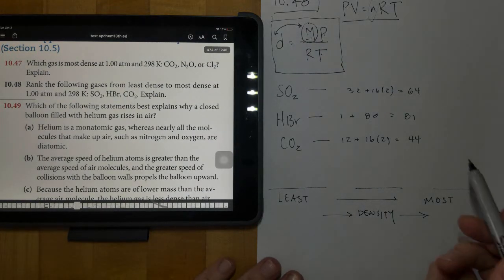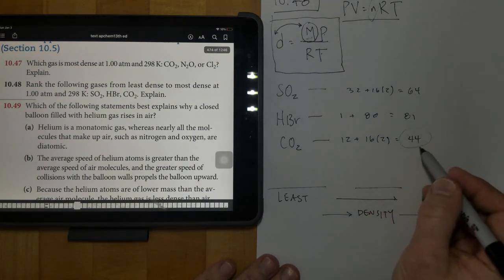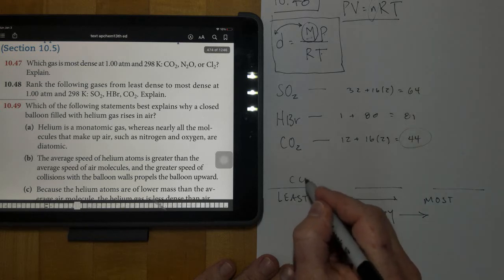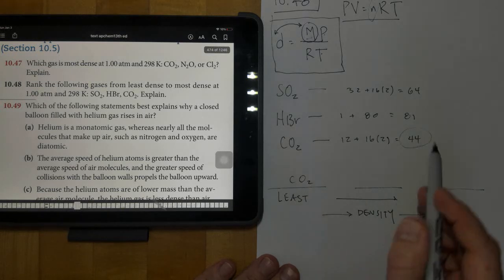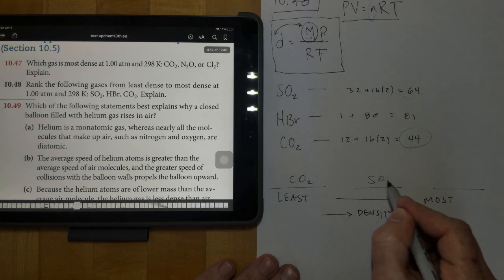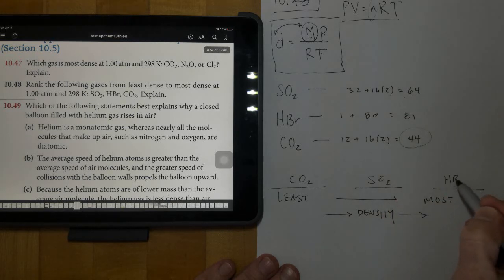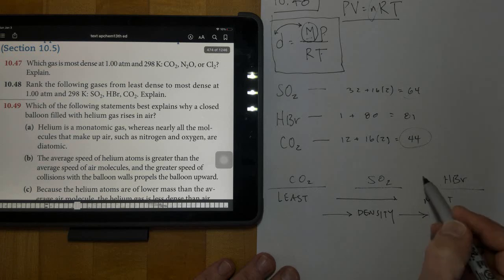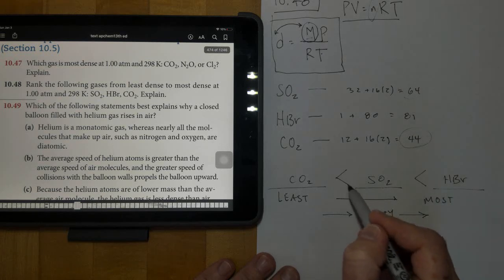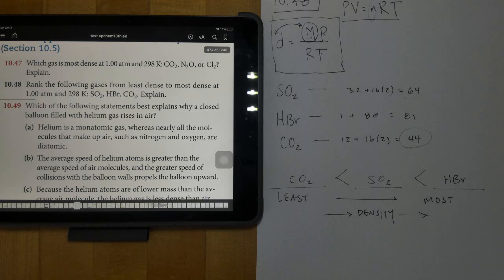So directly proportional to their molar masses, this would be the least dense gas. So CO2 would be the least, and then our middle one would be SO2, and then our most dense one would be the hydrogen bromide gas. So this would be our most dense, our second most dense, and our least dense right here.